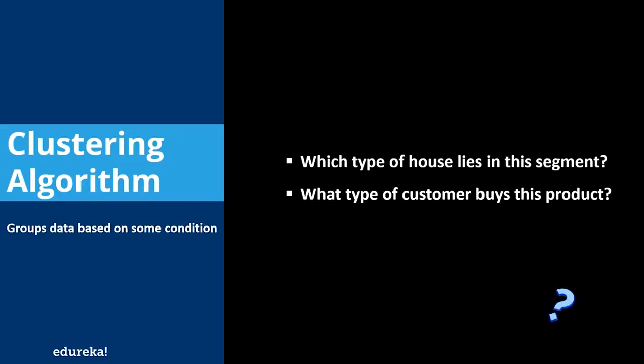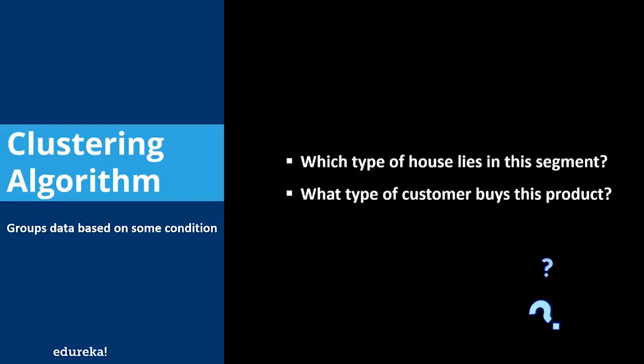In simple words, the aim is to segregate groups with similar traits and assign them into clusters. Now, clustering is a task of dividing the population or data points into a number of groups such that the data points in the same group are more similar to each other than to those in other groups. In other words, the aim is to segregate the groups with similar traits and assign them into different clusters. Let's understand this with an example.